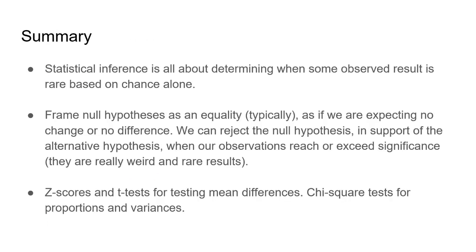So in summary, statistical inference is all about determining when some observed result is rare based on chance alone. We should frame the null hypothesis as an equality, as if we are expecting no change or no difference. We can reject the null in support of the alternative when our observations reach or exceed significance. The z-scores and t-tests are used for testing mean differences. The chi-square test is used for proportions and variances.